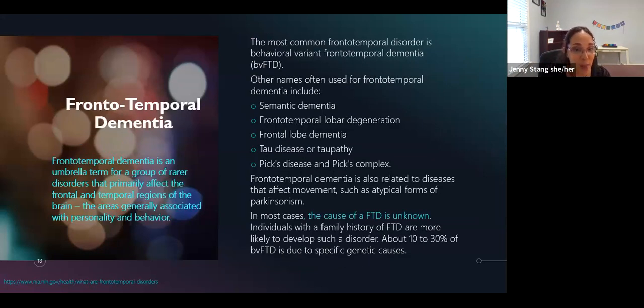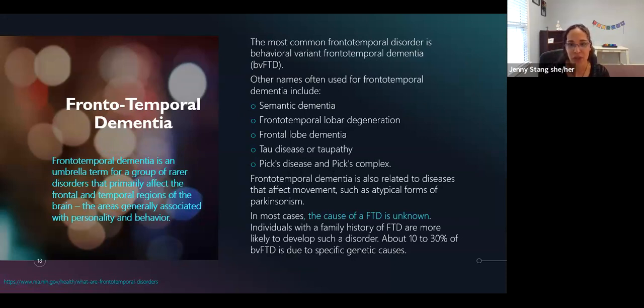All right, next we're going to talk about frontotemporal dementia. This is an umbrella term for a group of rarer disorders that primarily affect the frontal and temporal regions of the brain. These areas are generally associated with personality and behavior. The most common frontotemporal disorder is called bvFTD, which stands for Behavioral Variant Frontotemporal Dementia. That's a bit of a mouthful, but we're going to talk about that one because it is the most common one.